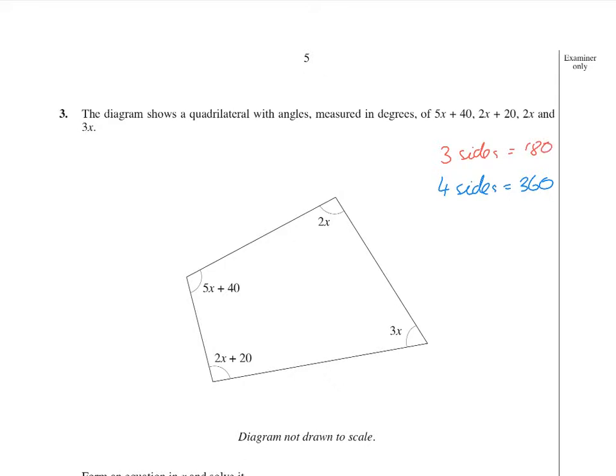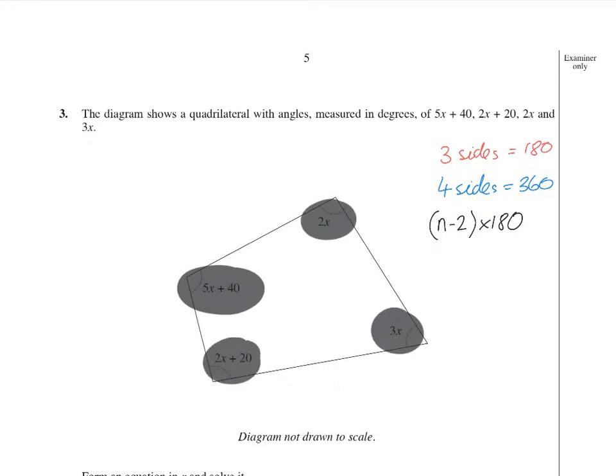For more than 4 sides, you need to know the formula n take away 2 times by 180, and that will tell you how many degrees is in that shape. Okay, if you're unsure about that, you need to check in lessons how that's created, because it's very important you do know that. So I know that if I highlight that, that angle plus that angle plus that angle plus this angle must come to 360.